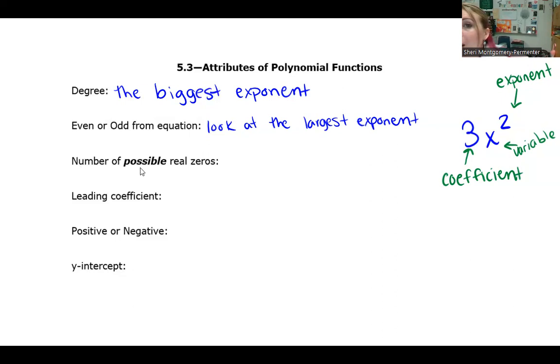So the number of possible real solutions. We can't say number of real solutions because sometimes there are imaginary ones, but the number of possible real zeros also depends on that biggest exponent, and so it's equal to the degree. So for this made up problem, what would be the number of possible real zeros? 2. That's right. So the number of possible real zeros is equal to the degree.